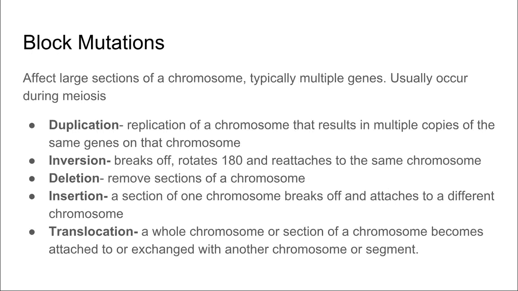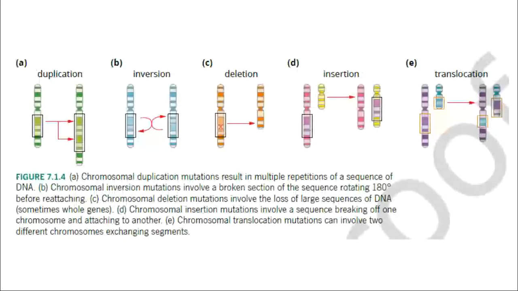Then we have block mutations, and these affect large sections of chromosomes and therefore usually multiple genes. And these usually occur during meiosis. So we can have duplication, where we have multiple copies of the same gene; inversion, where we see a piece of the gene breaking off, rotating and reattaching to the same chromosome; deletion, where we remove a section of the chromosome; insertion, where we see the chromosome breaking off and attaching to a different part of the chromosome; and then translocation, where there's a whole chromosome or a section of chromosome becoming attached or exchanged with another chromosome.